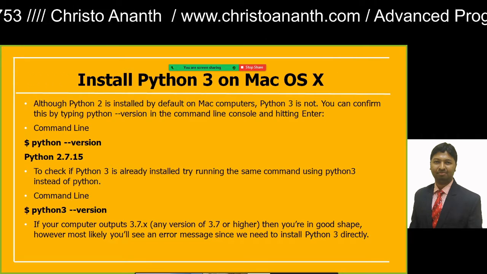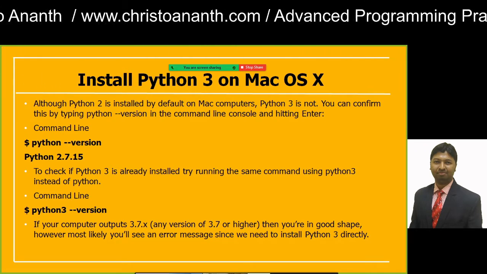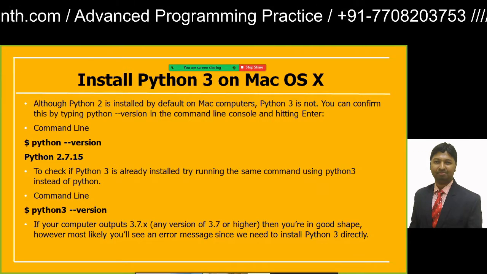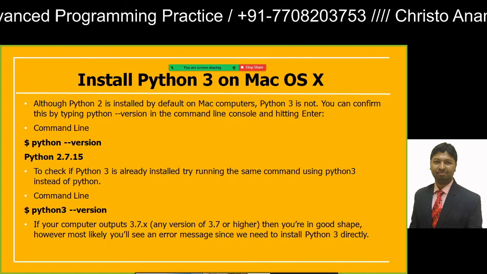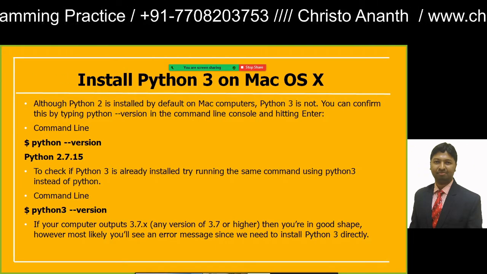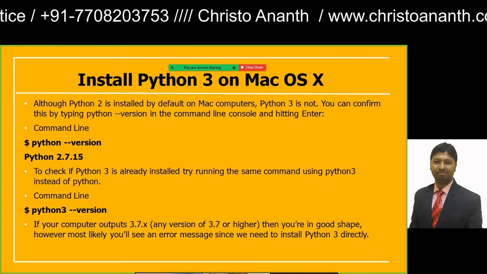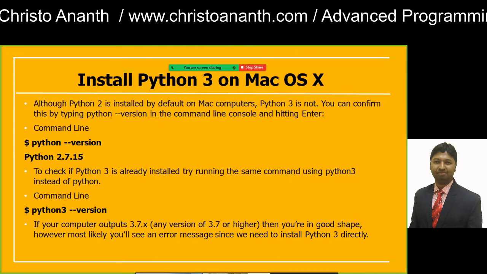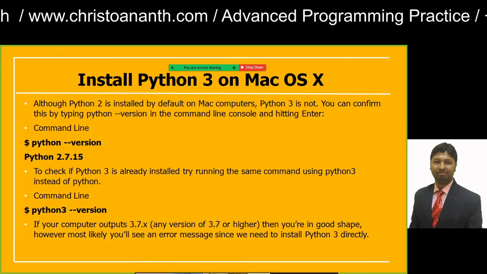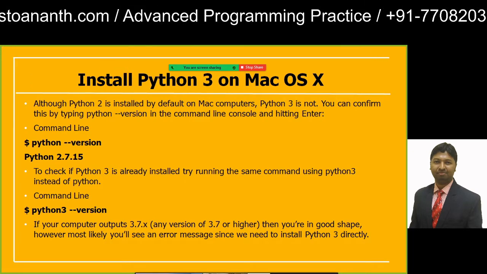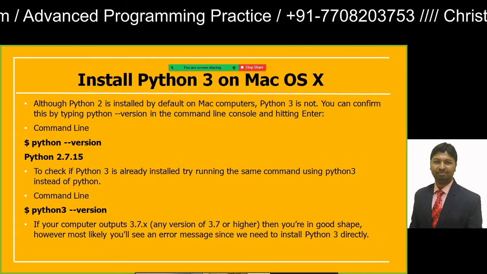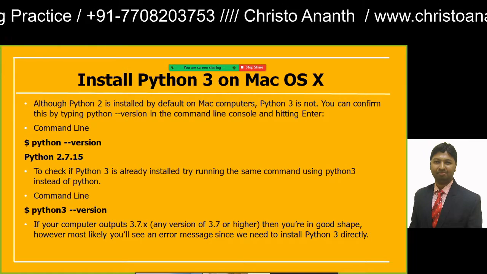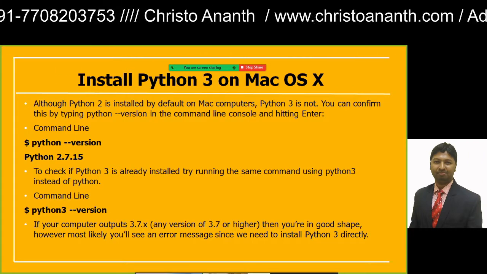In the command line you can see the version by entering the command $ python --version. You will get the version Python 2.7.15. To check if Python 3 is already installed, you can type the same command using python3 instead of python. So you type the command $ python3 --version. You can get the Python 3 version, like 3.7.x or maybe a higher version, and see what versions are available.